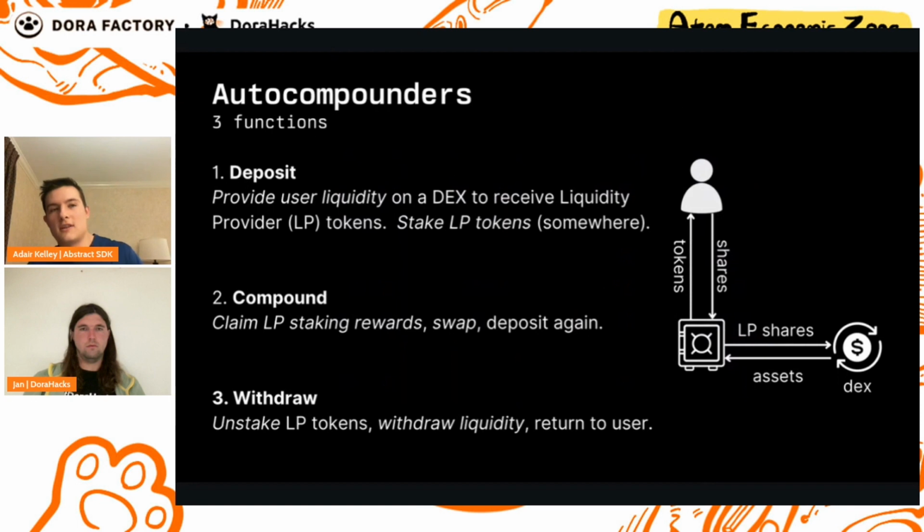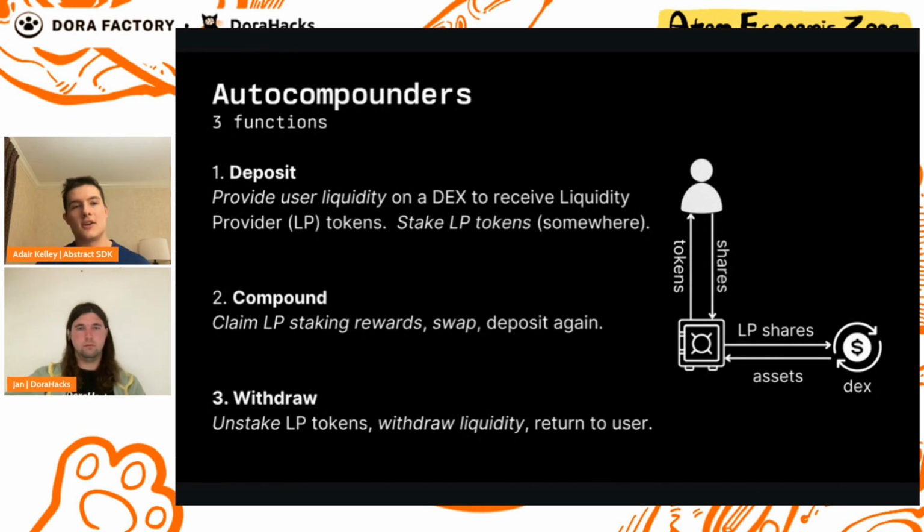So as I mentioned, there's only really 3 functions to an autocompounder. One is depositing, where you provide liquidity on the DEX and receive liquidity provider tokens, which are called LP tokens. And then you stake them to get some external incentives, often offered by the DEX, but sometimes offered by external protocols. Then there's the compound step, where you claim those rewards, you swap them for the assets, and then you redeposit, and you enter that deposit flow again.